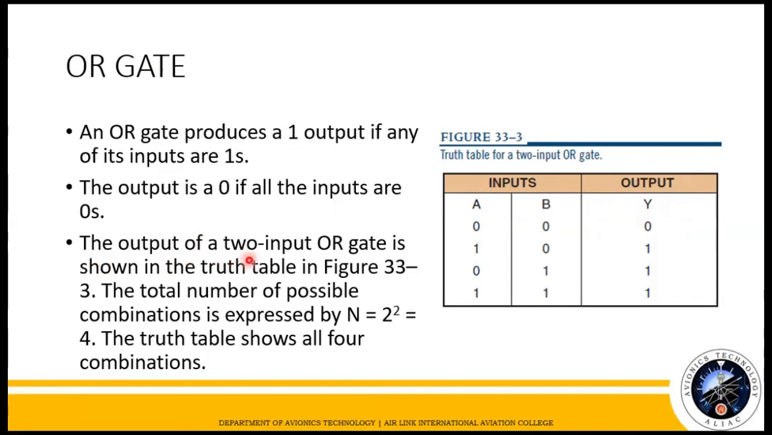So the output of a two-input OR gate is shown in the truth table. So the total number of possible combinations is expressed by N equals 2 raised to 2, equals 4. So the truth table shows all 4 combinations. Okay, para maintindihan ng lahat, pag meron kang isang input na 1, as long as meron kang 1, your output will be 1.